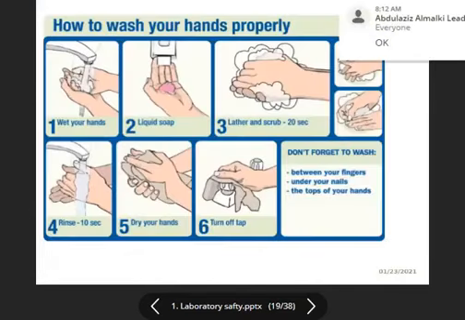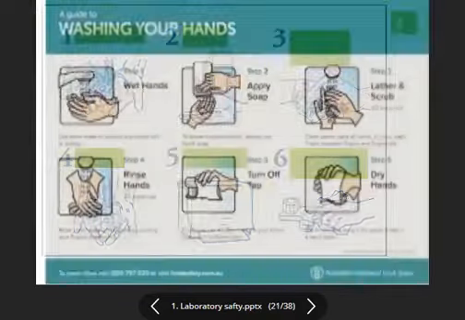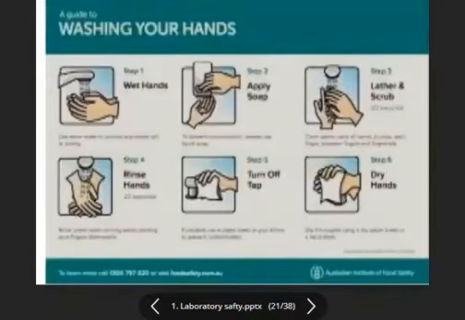Now also in this slide you can see the method of washing hands. Because of corona, covid, everybody knows how to wash the hands and how much time, 20 to 40 seconds, you should spend to clean, to wash your hands. So these few slides are telling you about washing the hands.